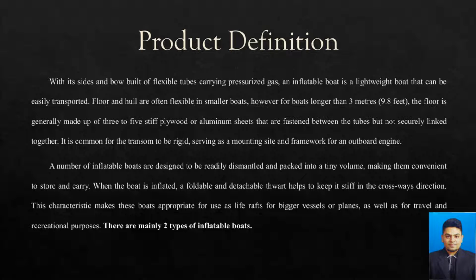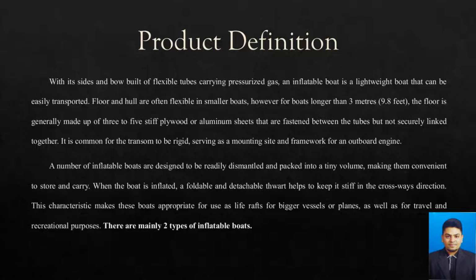Product definition. With its sides and bow built of flexible tubes carrying pressurized gas, an inflatable boat is a lightweight boat that can be easily transported. Floor and hull are often flexible in smaller boats. However, for boats longer than 3 meters, the floor is generally made up of 3 to 5 stiff plywood or aluminum sheets that are fastened between the tubes but not securely linked together. It is common for the transom to be rigid, serving as a mounting site and framework for an outboard engine.